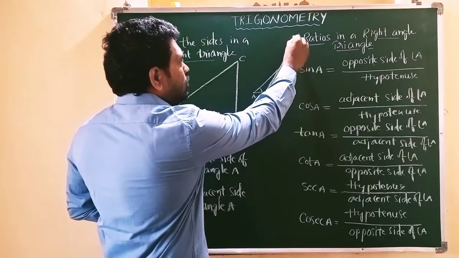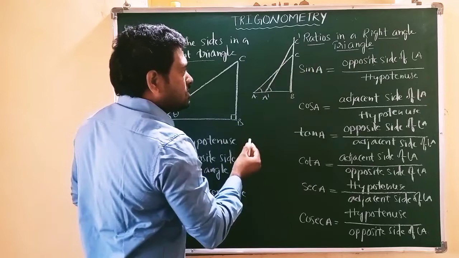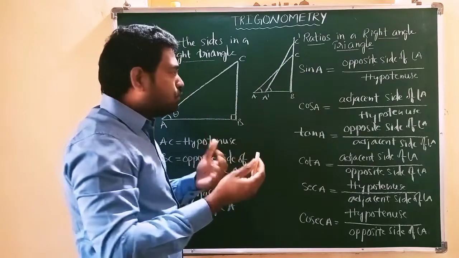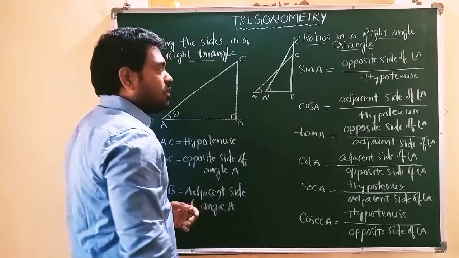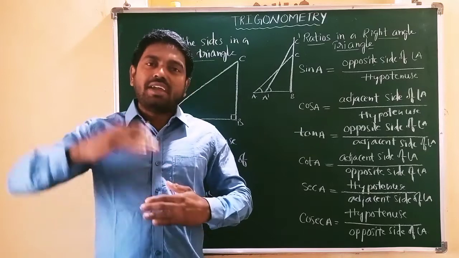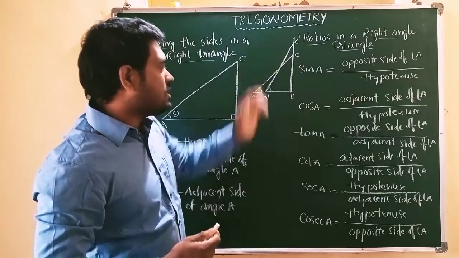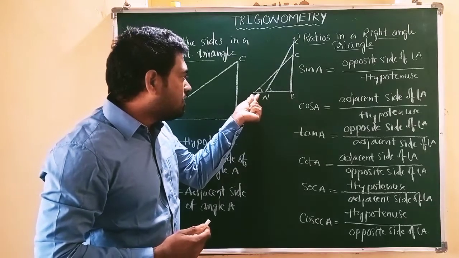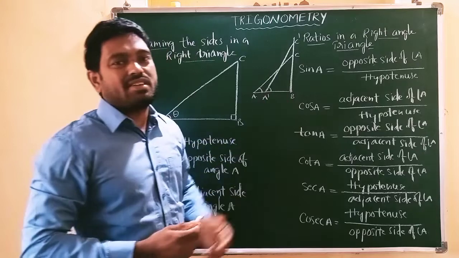Suppose the painter is whitewashing this wall. He wants to reach the higher positions. What does the person do? He will increase the angle here, right? If he increases the angle, what will happen? The height increases. Once you increase the angle, the height increases, and the distance between the foot of the ladder and the foot of the wall decreases.